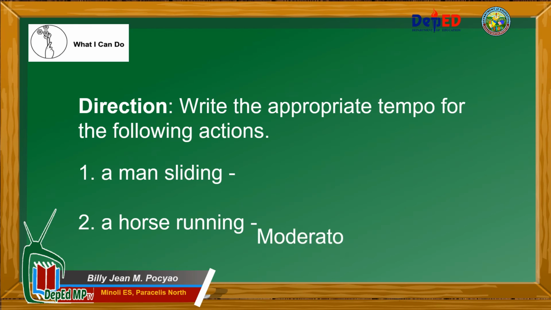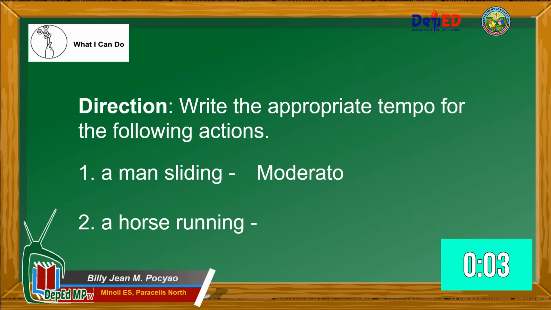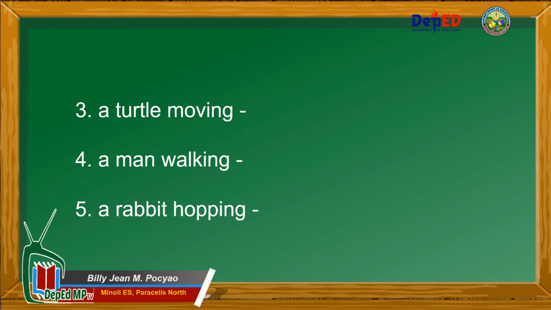The correct answer is moderato. Number 2. A horse running. The correct answer is presto. Number 3. A turtle moving. The correct answer is largo.